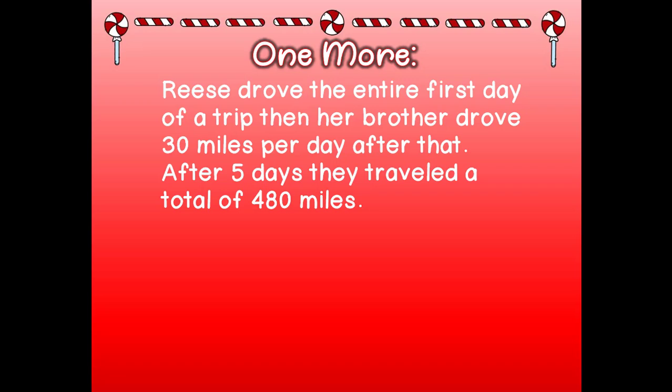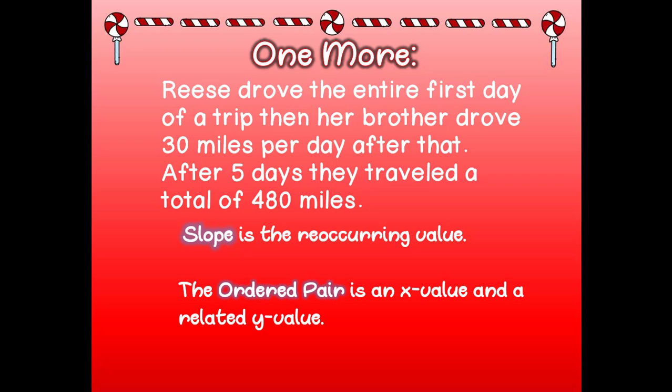Reese drove the entire first day of a trip. Then her brother drove 30 miles per day after that. After 5 days, they traveled a total of 480 miles. Slope is our reoccurring value. Reese's brother drove 30 miles per day. That's the reoccurring value. That's your slope. We also have information saying 5 days. 5 days into the trip, they traveled 480 miles. So there's an ordered pair.